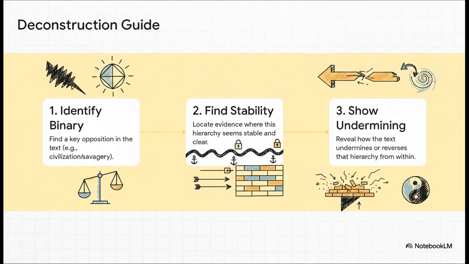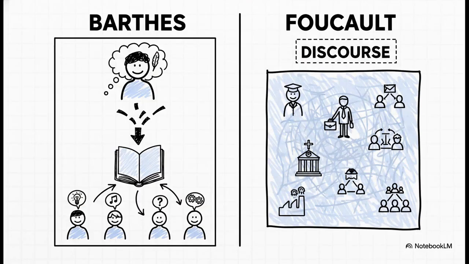Step 1. Find a pair of opposites in the text, like good versus evil. Step 2. Show where the text seems to say, yep, good is definitely better than evil. Step 3, and this is the clever part, find another spot in the text where that neat little hierarchy gets all messed up. And hey, you can bring in the big-name thinkers without getting lost in the weeds.